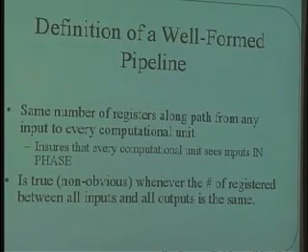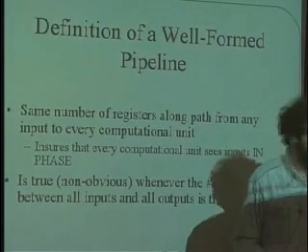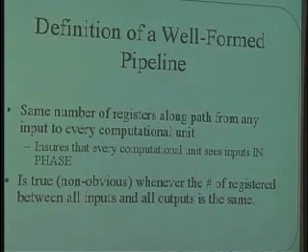Okay, when you make a pipeline, it's extremely important that you're careful that the pipeline is what's called well-formed. And what that means is that there are the same number of registers along every single path from any input to every combinational unit. Okay? And so let me see if I can explain why that's true.